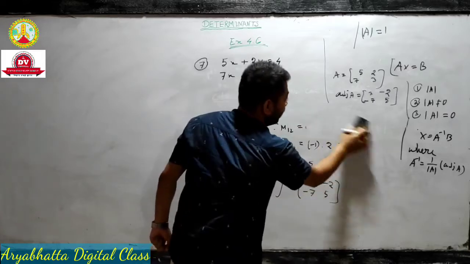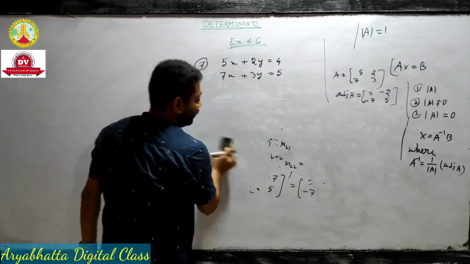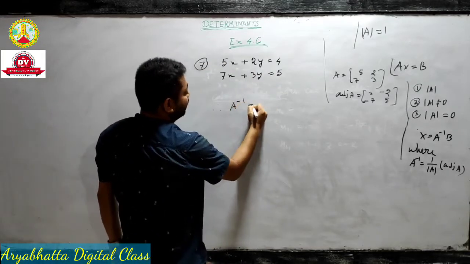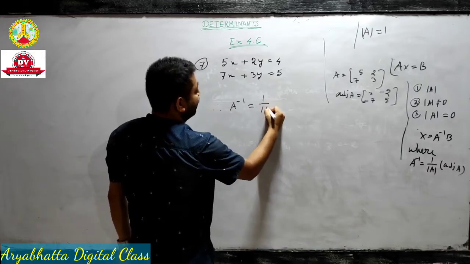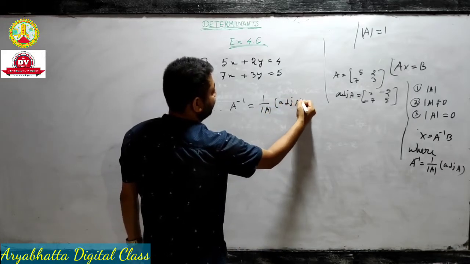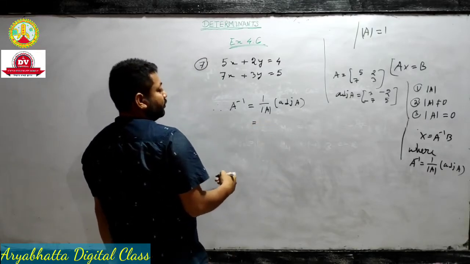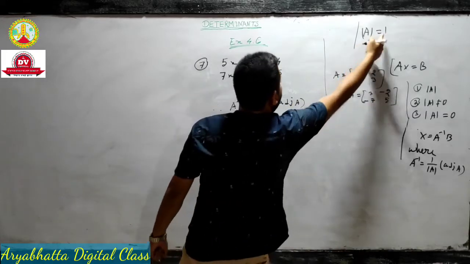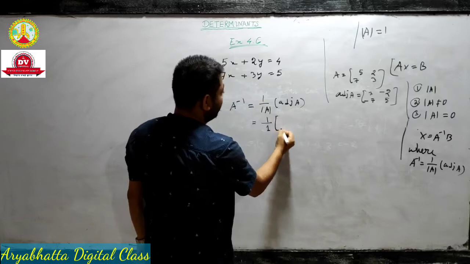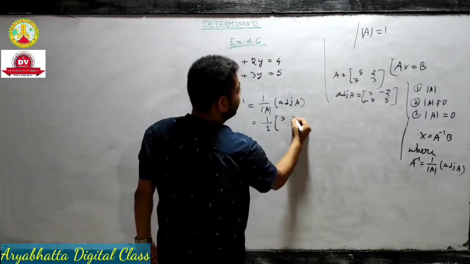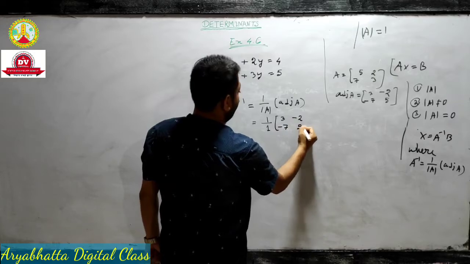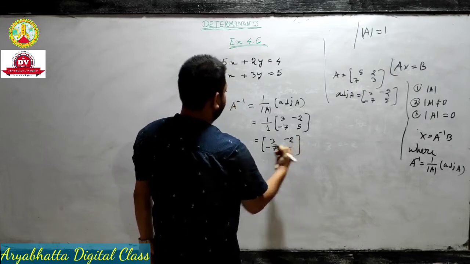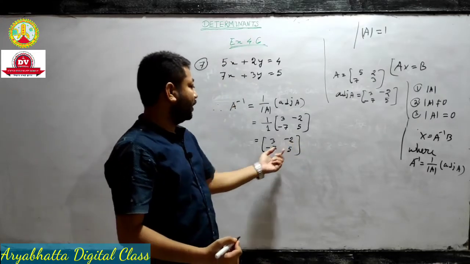Next we will find the inverse matrix of A, or A to the power minus 1. Therefore A to the power minus 1 is equal to 1 by determinant of A into adjoint of A. 1 by determinant of A is equal to 1. Therefore 1 by 1 into adjoint of A is equal to [3, -2; -7, 5]. Therefore A to the power minus 1 is equal to [3, -2; -7, 5].